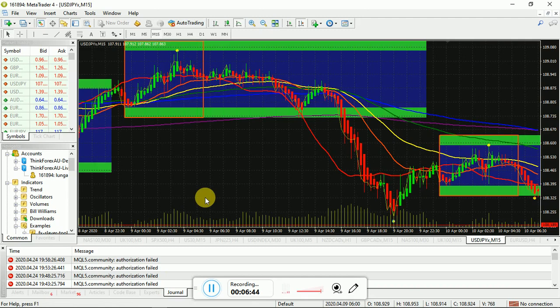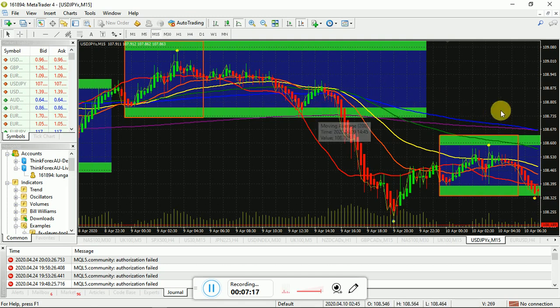This is in 15 minutes and it's a completely different pair. It's USD JPY. But if you're looking at this, it's doing almost exactly the same thing as what is happening on the other side. So now, what I want you guys to pay close attention to is these boxes.